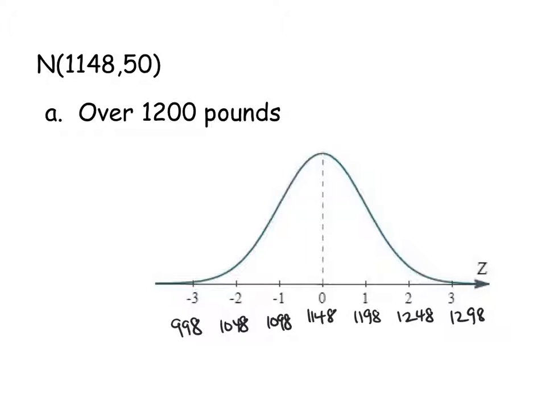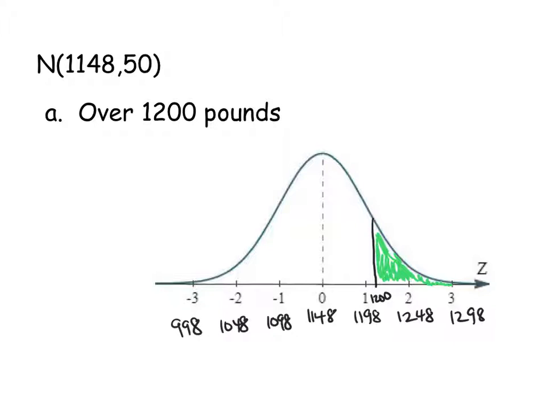So the next thing I'm going to do is put where the 1,200 is approximately on this. So the 1,200 is right here, slightly over 1 standard deviation. So I'm going to draw a line straight down at 1,200. So this is approximately 1,200 right here. And since I want it to be over 1,200 pounds, I'm going to shade everything to the right of this line. And so basically what I'm finding is the area underneath this curve is going to be equal to the percentage of steers that weigh over 1,200 pounds.